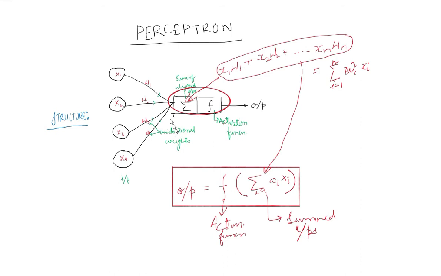One thing to notice here is the unidirectional weights. The weights associated with each of the inputs are always unidirectional, that is, they flow towards the activation function.